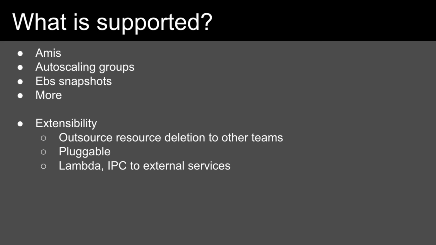But what I'm really excited about is how we can extend Swabbie to be able to outsource the resource deletion to other teams. Make it pluggable. So we're looking to rely heavily on the plugins effort ongoing right now in Spinnaker, and leverage that to have teams actually write their own rules, write their own handlers, and plug into Swabbie. Support for functions, like lambdas, or just calling out to an external service is also something that we're really excited about.